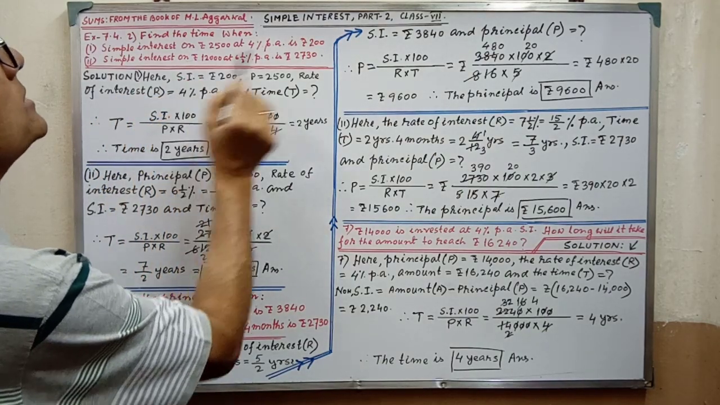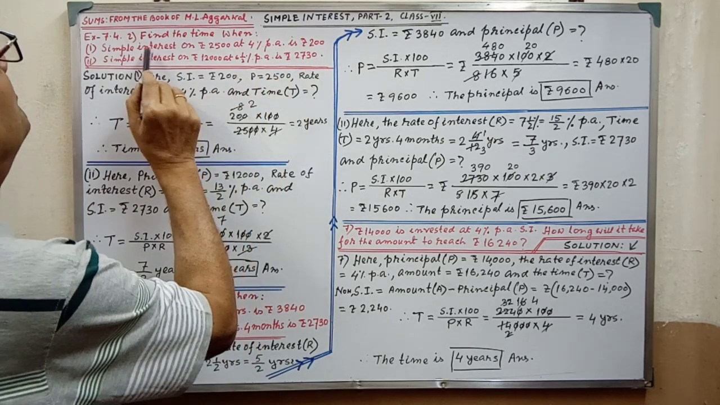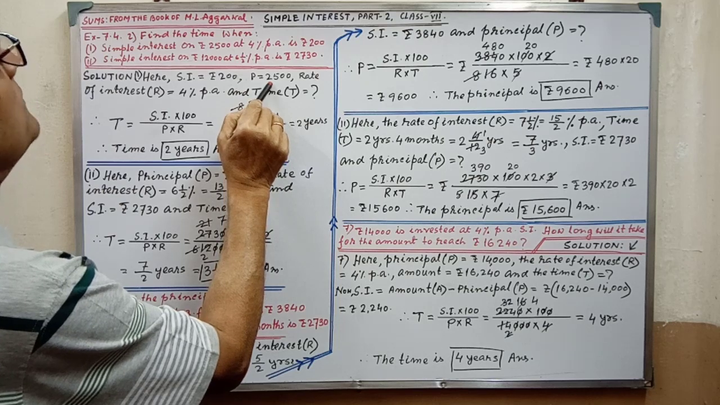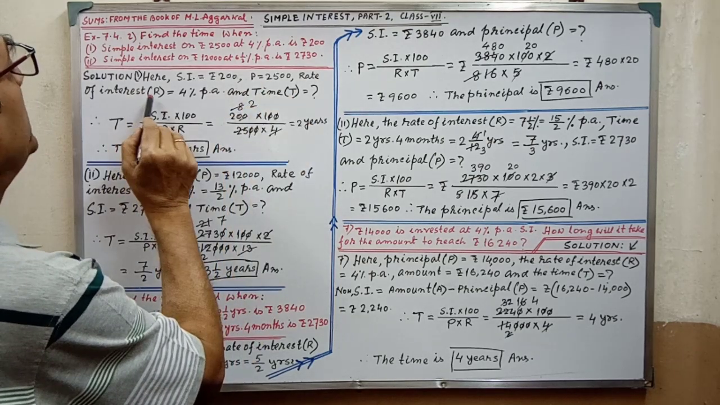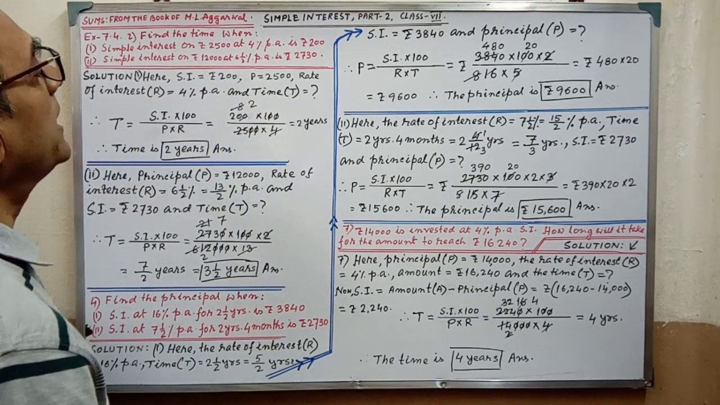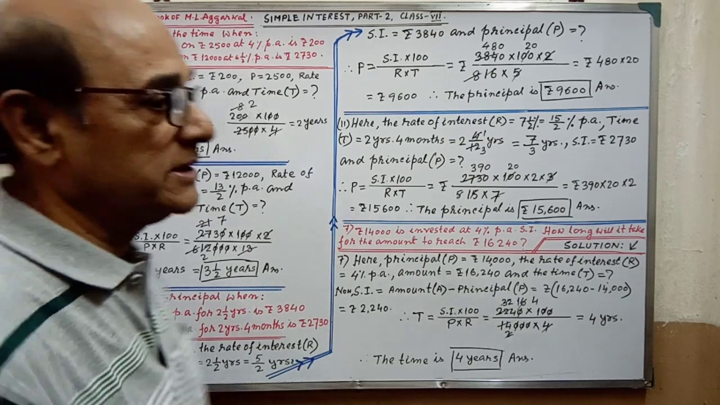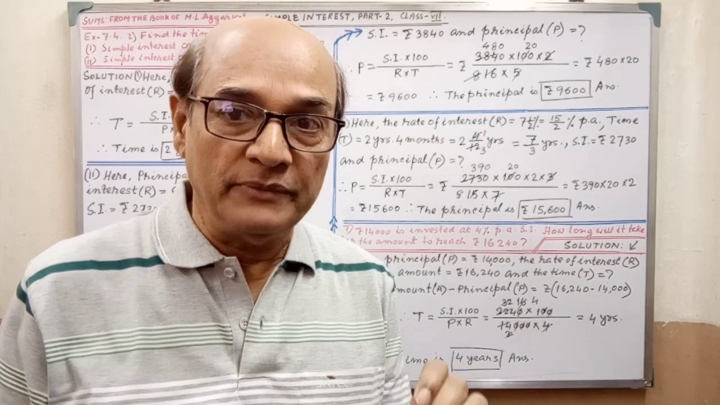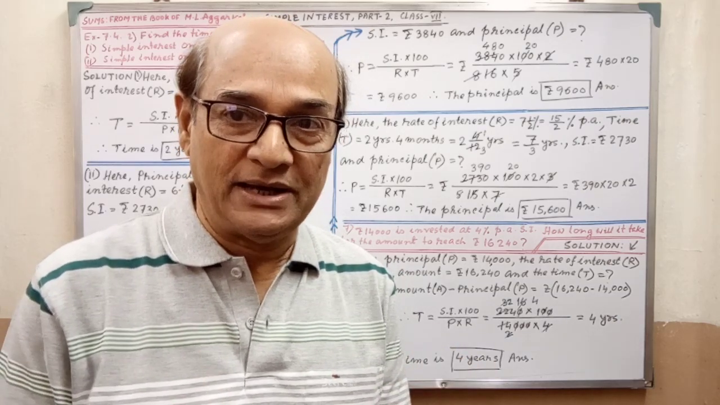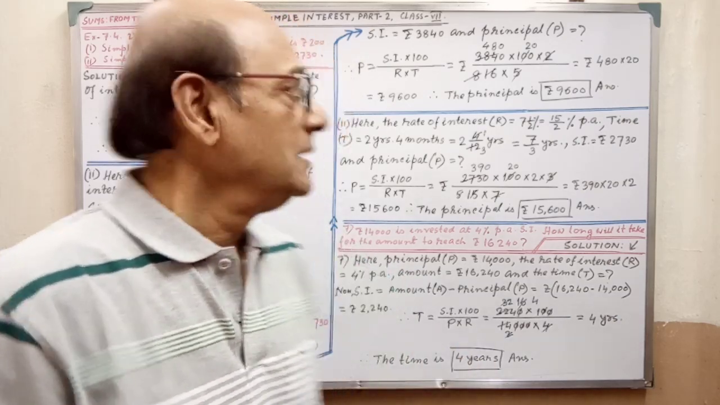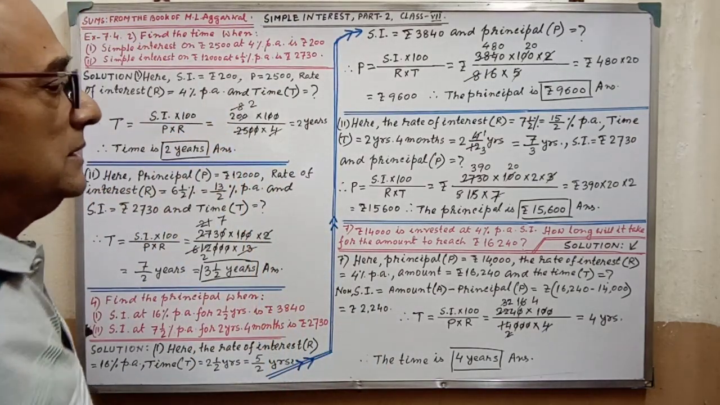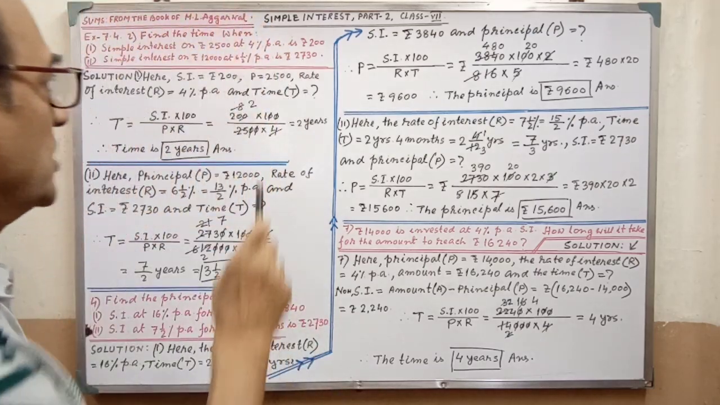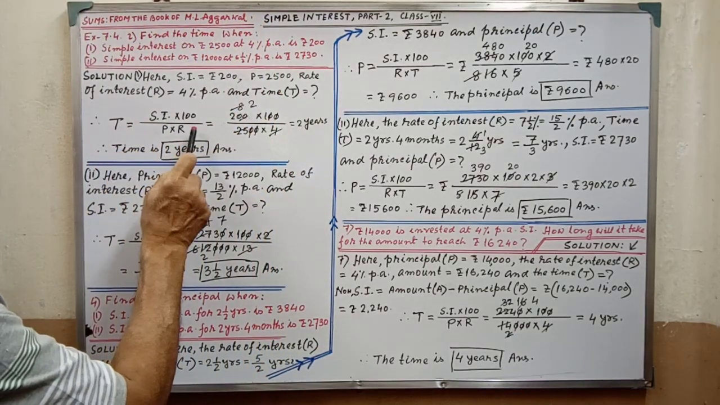SI equal to rupees 200, and principal is 2,500. Rate of interest is 4% per annum and time is required. By the problem you have to understand clearly. If you write the data clearly, then easily you will get the solution. Time is required, so time equal to that formula.